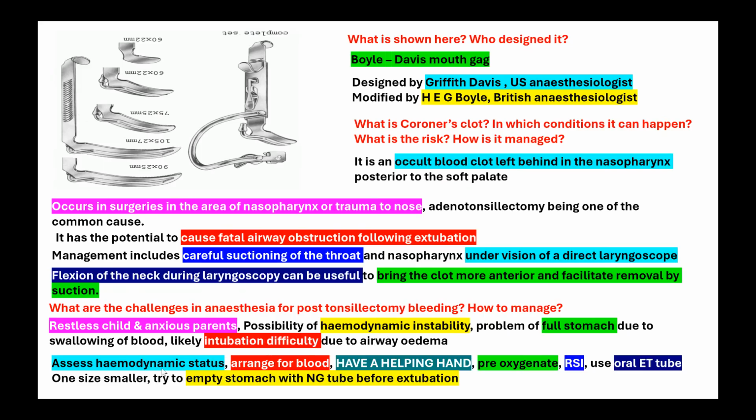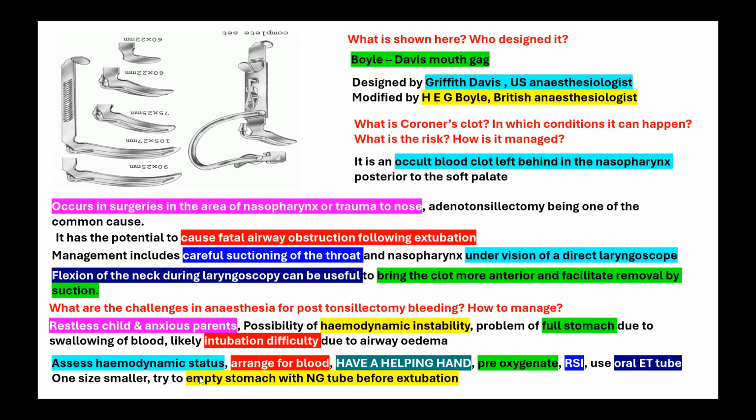So what you have to do is assess the hemodynamic status, arrange for blood, have a helping hand, and start giving fluids, preoxygenate, RSI, and use an oral endotracheal tube. Even if the patient has undergone adenotonsillectomy, never re-intubate with a nasal route. Use only an oral ET tube, and that too one size smaller. And after intubation, try to empty the stomach with an NG tube before extubation.